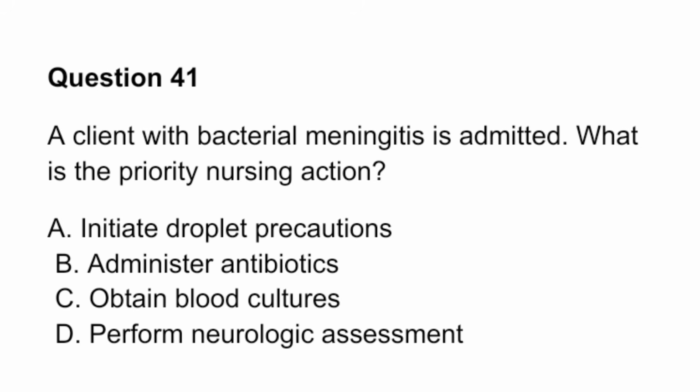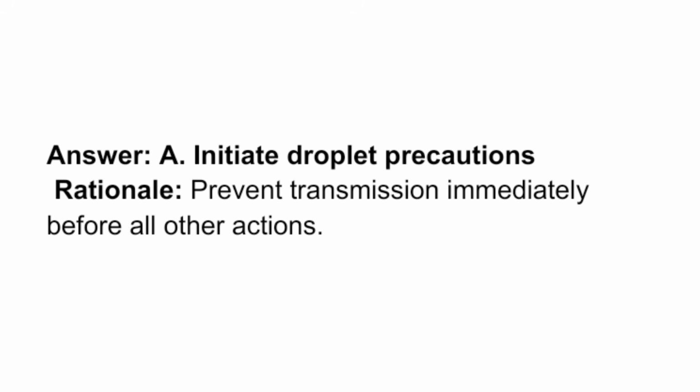Question 41. A client with bacterial meningitis is admitted. What is the priority nursing action? A. Initiate droplet precautions. B. Administer antibiotics. C. Obtain blood cultures. D. Perform neurologic assessment. Answer A. Initiate droplet precautions. Rationale: prevent transmission immediately before all other actions.